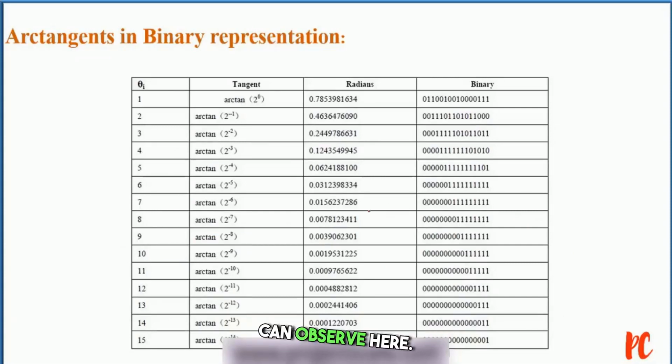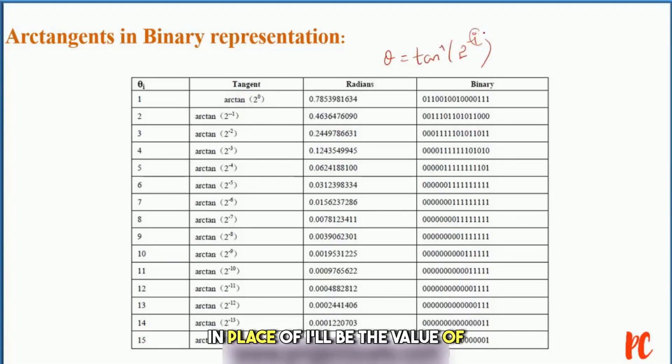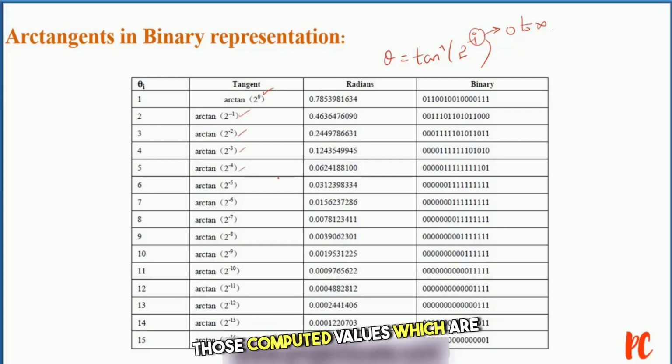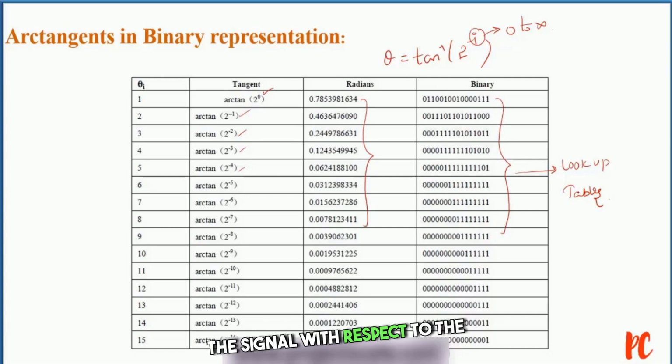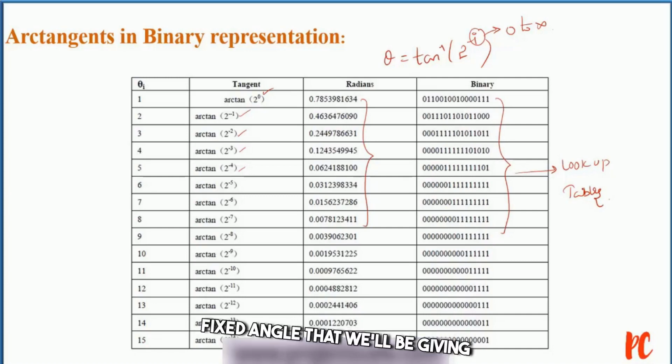You can observe here, as said earlier, theta is equal to tan inverse of 2 power minus i. In place of i, the value of i will range from 0 to infinity. So the values are mentioned as 0, minus 1, minus 2, minus 3, minus 4, and so on. Those computed values are then converted into binary, and these binary values are stored in the lookup tables. It's only because of these values that we are going to generate the signal with respect to the fixed angle that we will be giving, either as a sine waveform or a cos waveform.